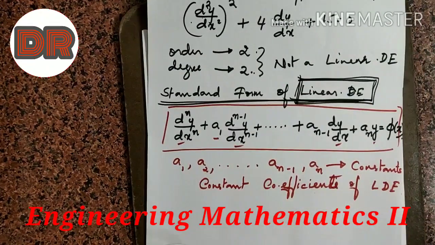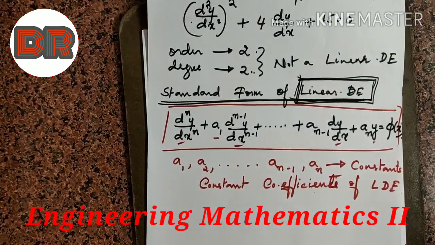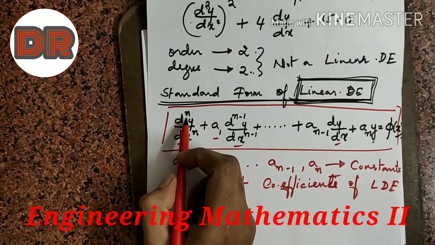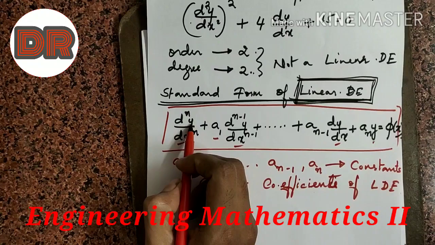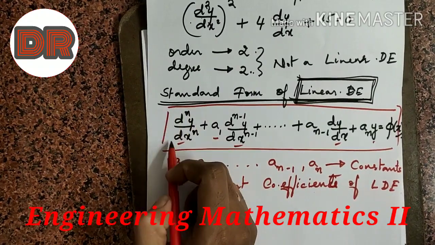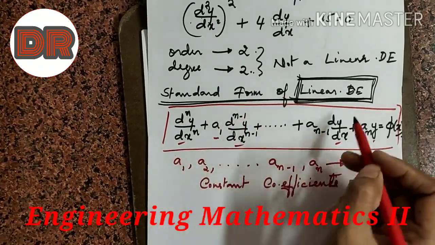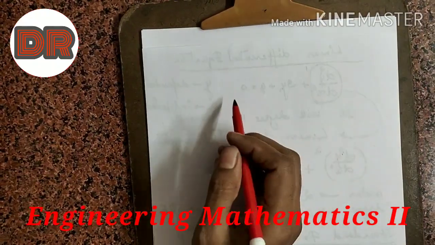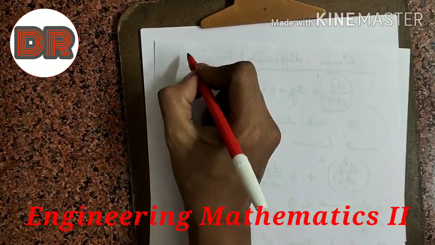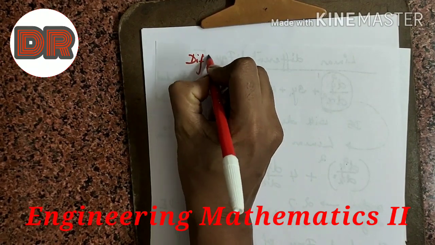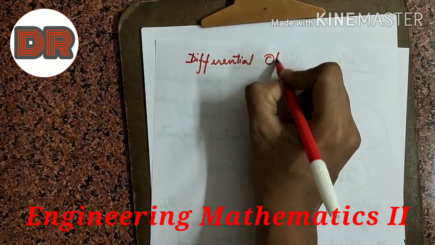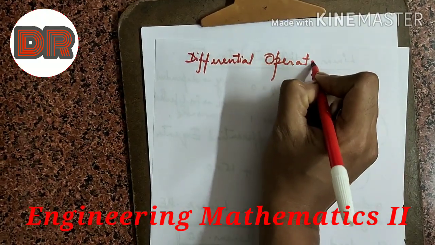Writing it in this format every time is difficult because we have to write the number of times the dependent variable is differentiated. It will be difficult for us to write all these notations. So let us simplify it. We'll be using an operator known as a differential operator to write the differential equation.